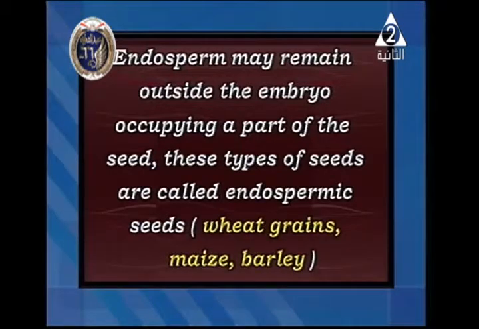But the endosperm may remain outside the embryo, occupying a part of the seed. These types of seed, what do we call them? Endospermic seeds, like wheat, grains like maize, like barley. Most of them are monocots, okay? Like maize and wheat.